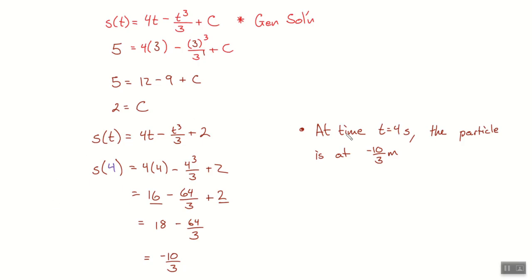Okay, so we're at negative 10 thirds meters, and this is wonky. I don't really like this language. Does it feel clunky to you right now as we're saying it? I'm at 10 thirds meters, negative 10 thirds meters. Doesn't that feel weird? Is there another way we could word this?